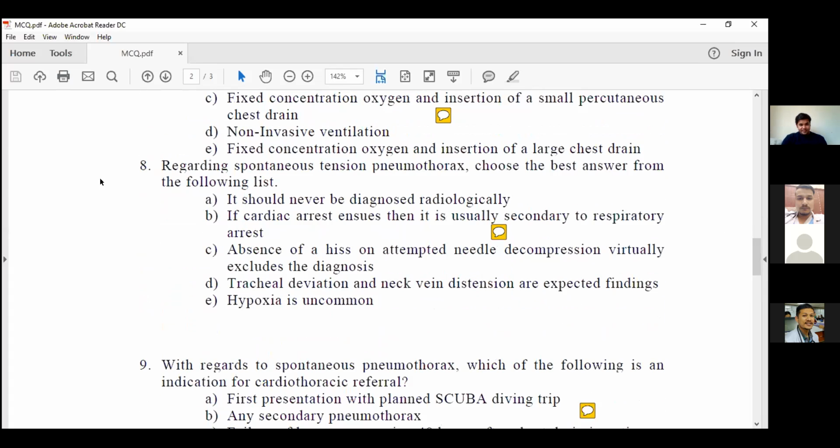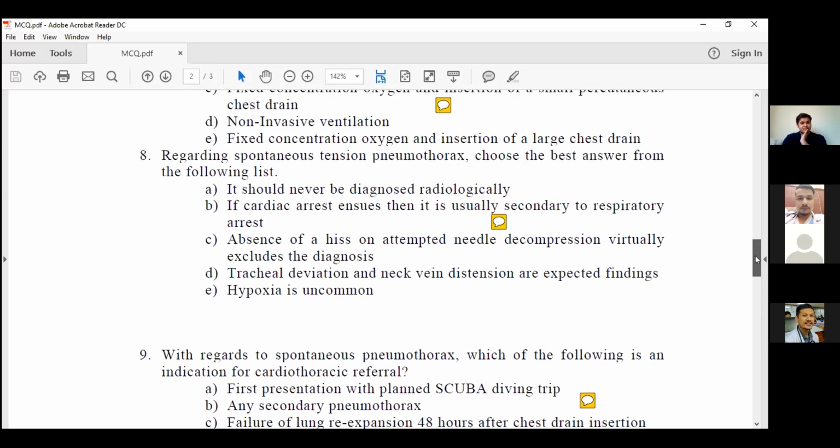Regarding spontaneous tension pneumothorax, choose the best answer from the following list. It should never be diagnosed radiologically. If cardiac arrest ensues, then it is usually secondary to the respiratory arrest. Absence of hiss on attempted needle decompression virtually excludes the diagnosis. Tracheal deviation and neck vein distension are expected findings, and hypoxia is uncommon. The answer is A.